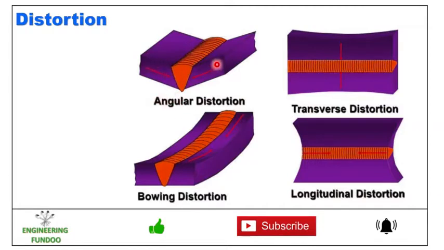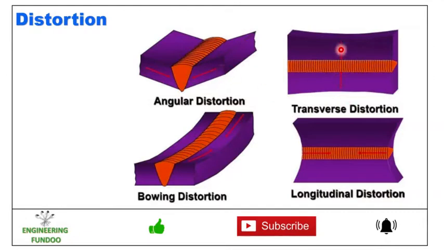Friends, when you do the welding of two plates, after welding it will distort, and it will create an angle other than 180 degrees. So this is called angular distortion.